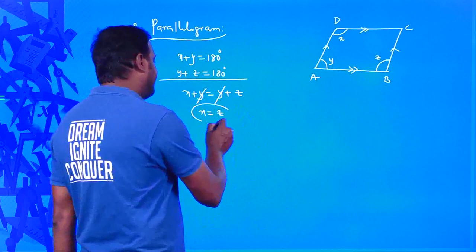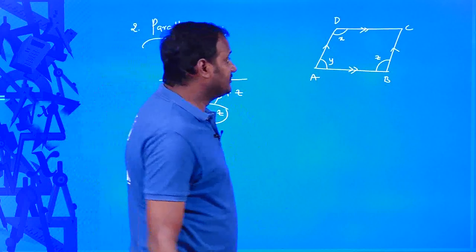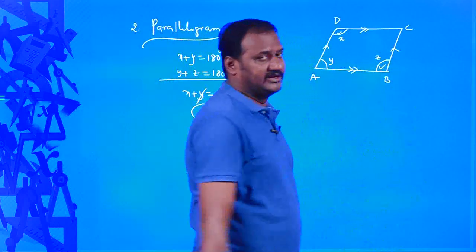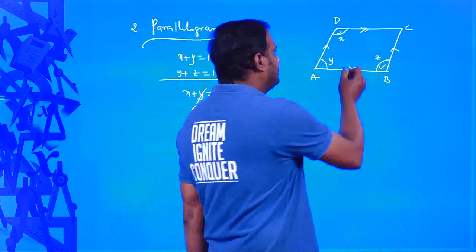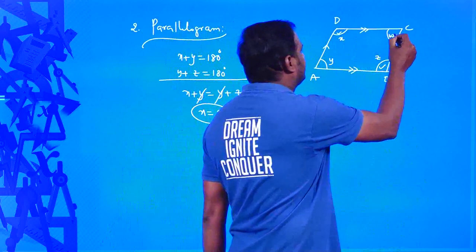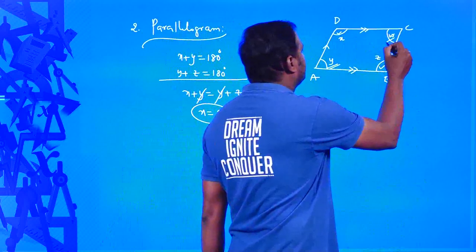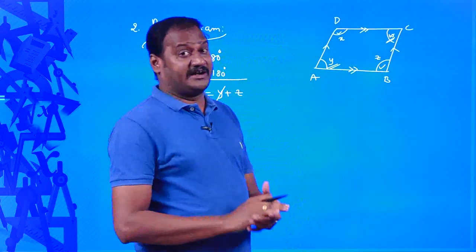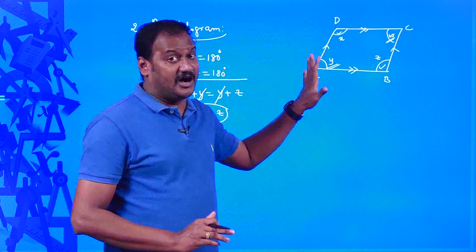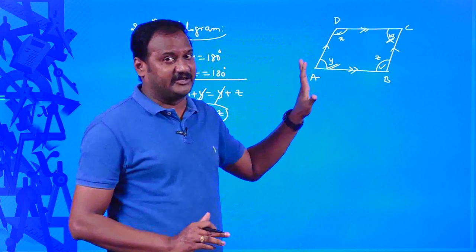You can say that X is equal to Z. X is equal to Z means what? This angle and this angle both are equal, right? So, if these two angles are equal, then in the same way, you can say that these two angles are also equal, right? Angle Y is equal to angle Z. What does it mean? It means in a parallelogram, opposite angles are equal.